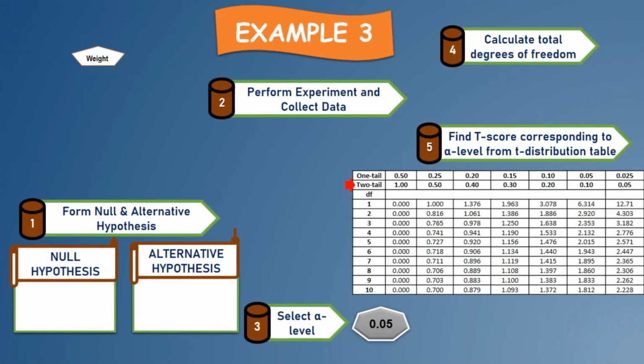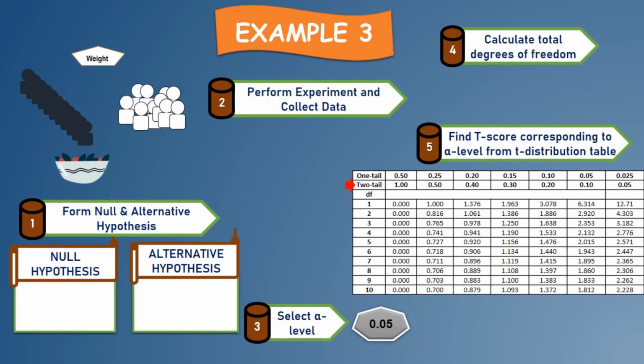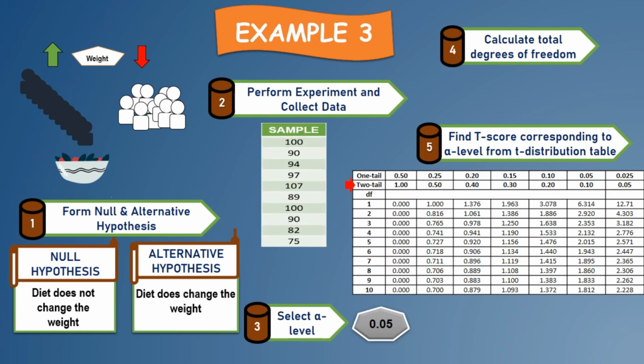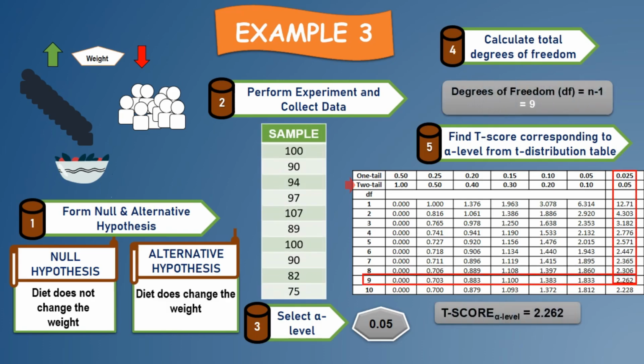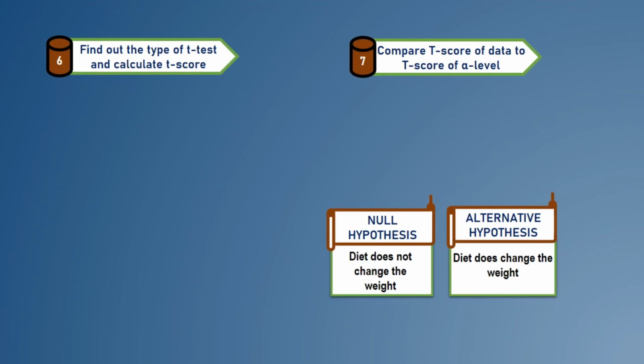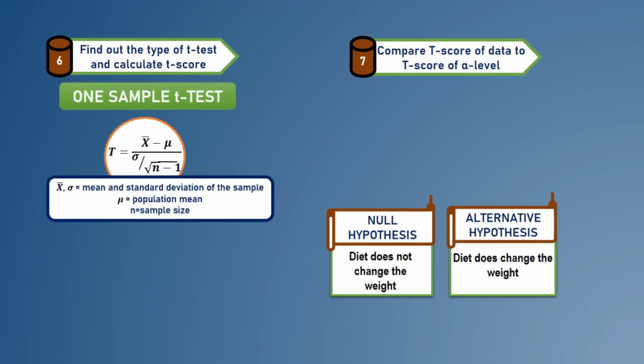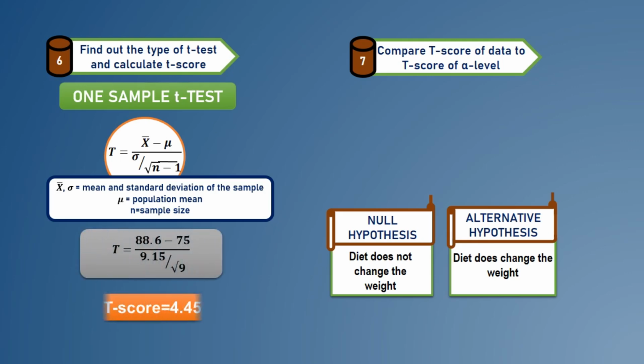Now for the last type of t-test, where I compare the after diet weight measurement with the population data. Here I am considering both increase and decrease in weight, making it a two-tailed test. So step 1 to 5 will again remain the same. T-score for alpha level will be taken from two-tailed distribution. In step 6, since it is a one sample t-test, the following formula will be used. Say I am taking the population mean randomly as 75. The t-score then will be 4.45.